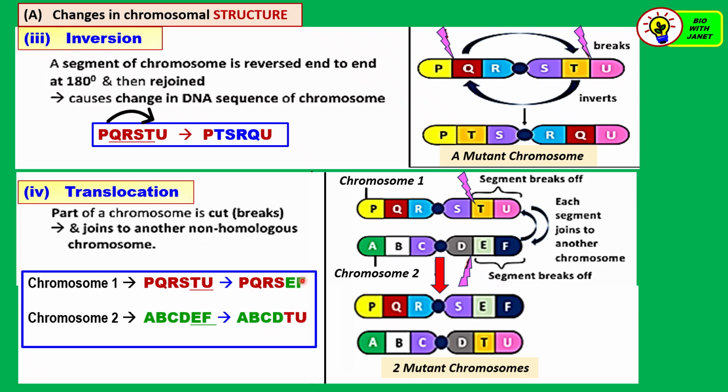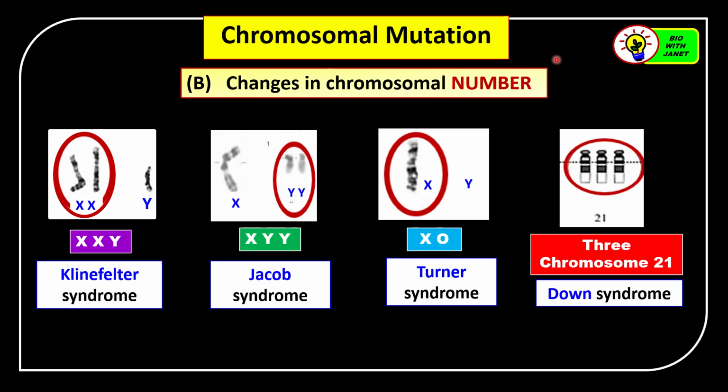The two segments exchange their location, the place where they are attached to. So chromosome number 1, PQRS-TU becomes PQRS. TU has broken off, then EF, these segments join to the first chromosome. So PQRS-EF. Then for chromosome number 2, ABCDEF becomes ABCD-TU. Now we have finished discussing changes in chromosomal structure with the acronym DIDT.